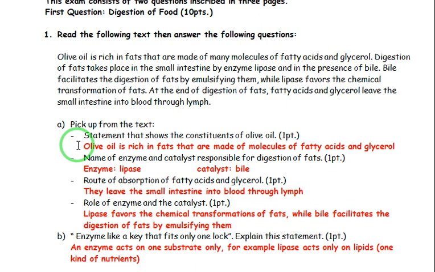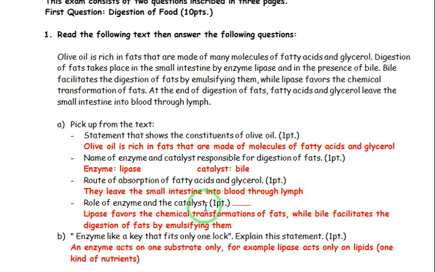Also, we have to pick up from the text the name of the enzyme and catalyst responsible for digestion of fats or lipids. The enzyme is lipase, while the catalyst or helper is the bile. It is an exocrine juice. The route of absorption of fatty acids and glycerol. It means when they leave the small intestine, where do they go and through what? Fatty acids and glycerol leave the small intestine into blood through the lymph.